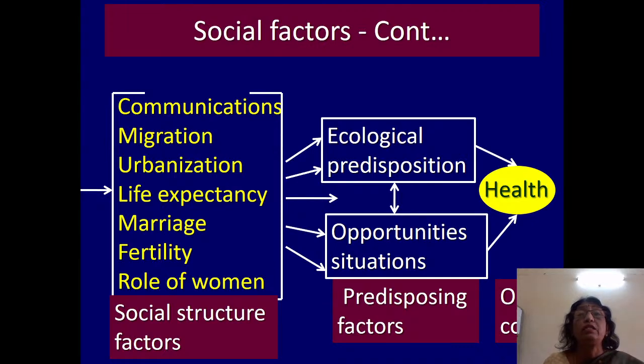Then coming to fertility. Fertility means the number of children a woman in the reproductive age group can produce. That is called fertility. I am giving all the definitions to you all because you are new and you have just entered the medical school.